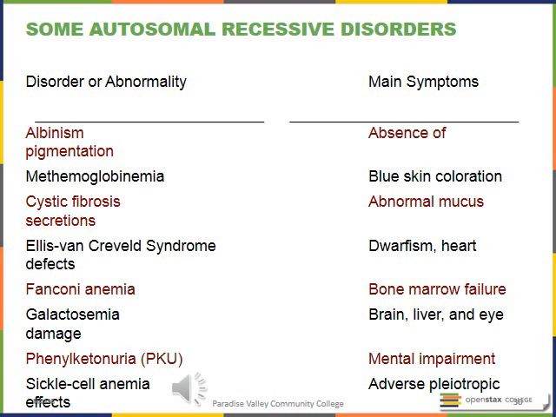All right, so then Fanconi anemia. Fanconi, I'm assuming, is the person who discovered this. Bone marrow failure. So your bone marrow is not producing red blood cells, and so your hemoglobin is low. Your hemoglobin is what carries the oxygen, so you're not going to be breathing well. You're going to be anemic because you're not going to have as many red blood cells, and you're not going to be producing them.